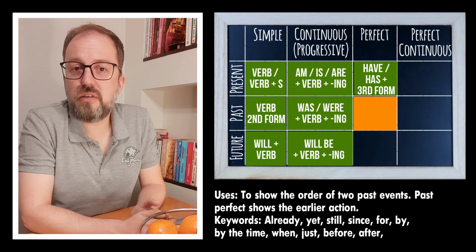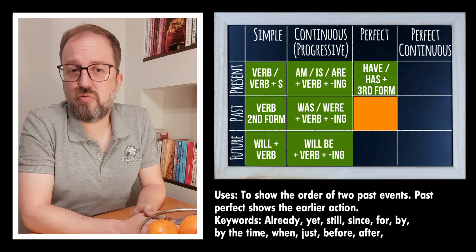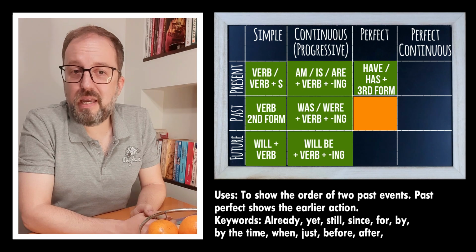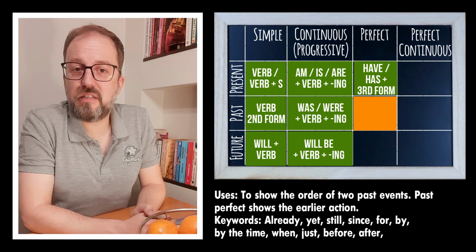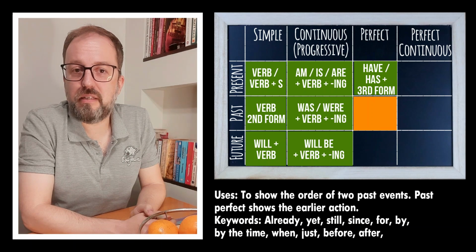For example, I started watching a film the other day and 5 minutes in I realised I had already seen it. The main event of this sentence is that I started watching a film, but I saw the film before these main events. For this tense we use had plus third form.